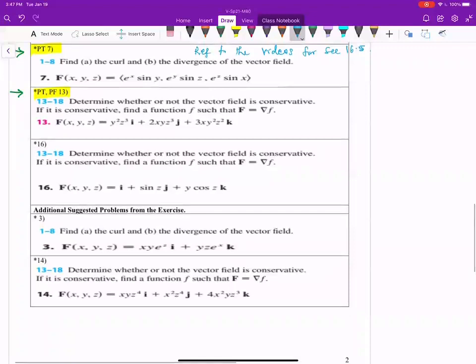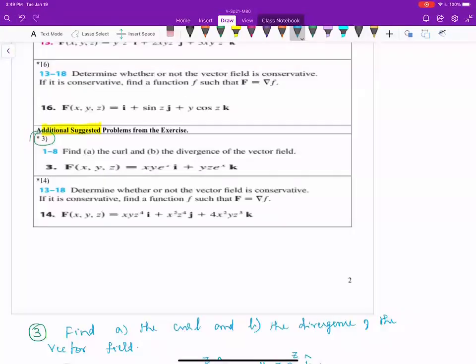Let's try one problem for this video from the additional suggested problems. Let's try problem number 3. Problem number 3: find A, the curl, and B, the divergence of the vector field F of x, y, z equal to xy e^z i plus yz e^x k.